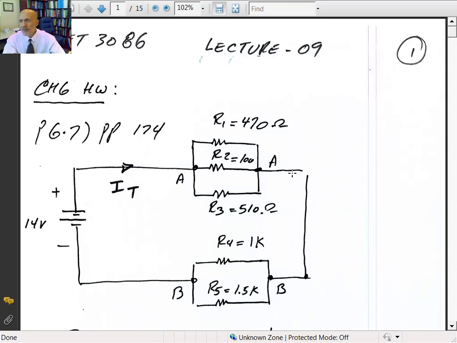Well, I'd like to go over some of the problems that we didn't assign in Chapter 6. First problem is Chapter 6, number 7. It's on page 184. They give you this problem.